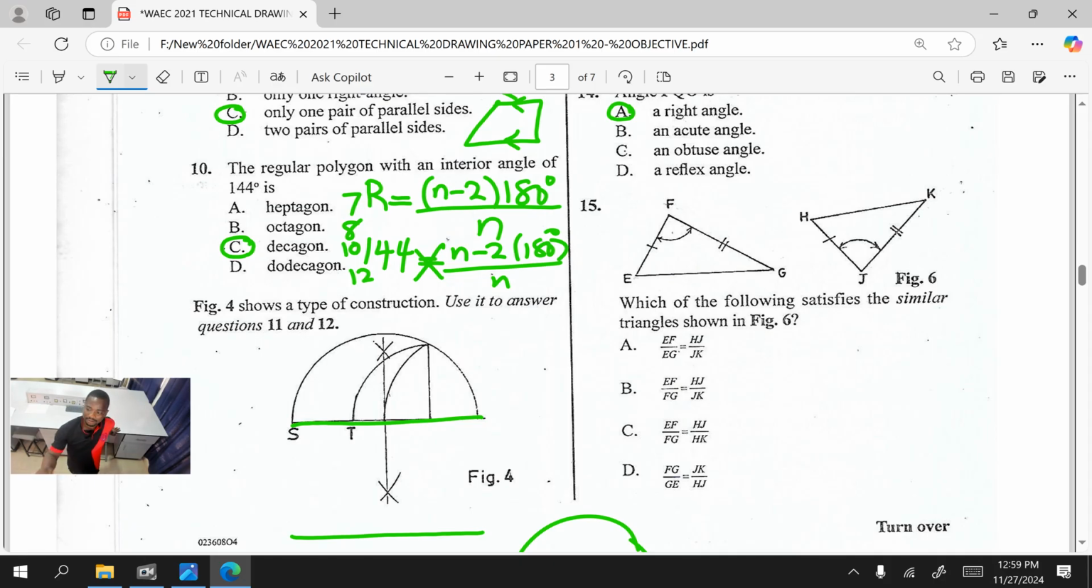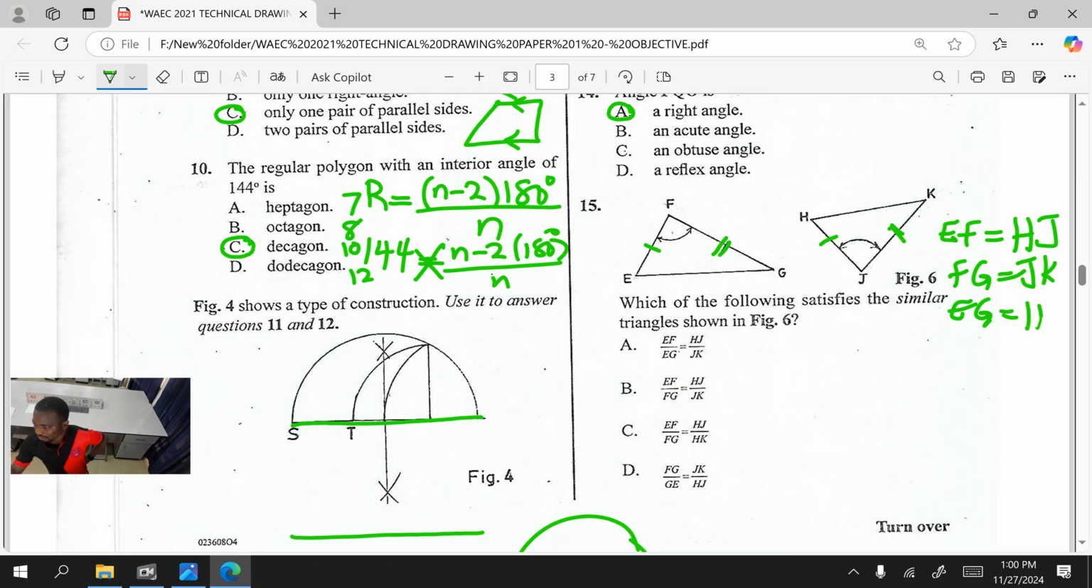So let us look at EF. Side EF is equal to what side on the other similar triangle? You can see. Just look at that. See this marking. It's the marking you use to know that they are equal. So it's equal to what? HJ. Can you see? They have the same marking. What of side FG? It has two markings on it. So FG is equal to, look at the second one, JK. They have the same marking. Then if you look at EG, is equal to what? HK. They have no marking on them.